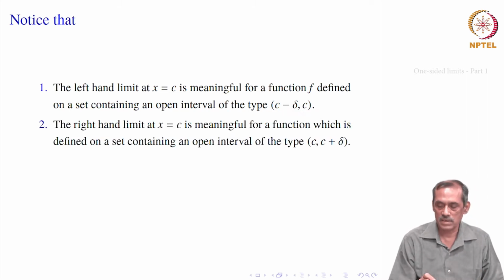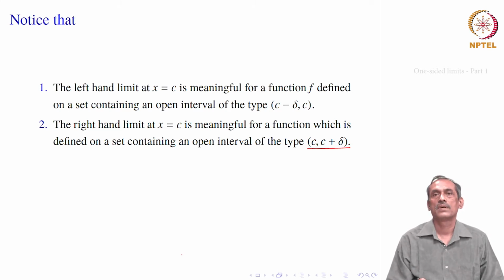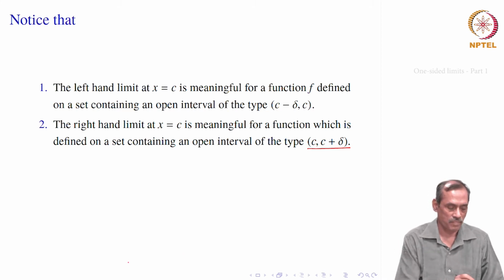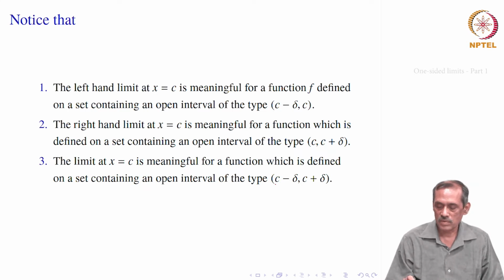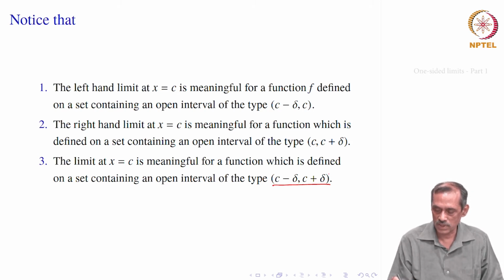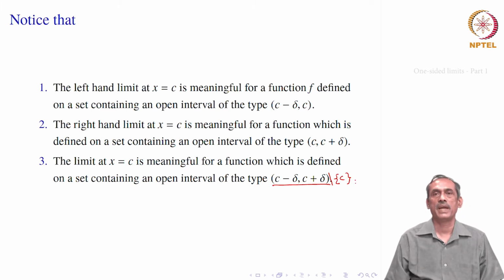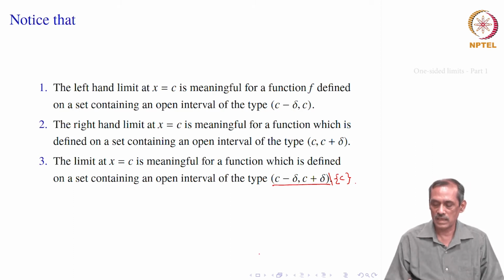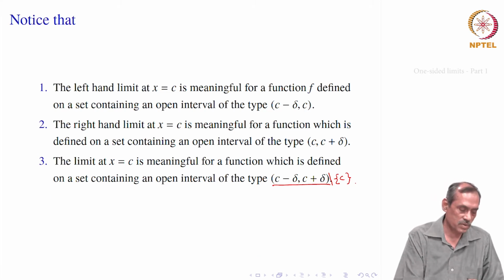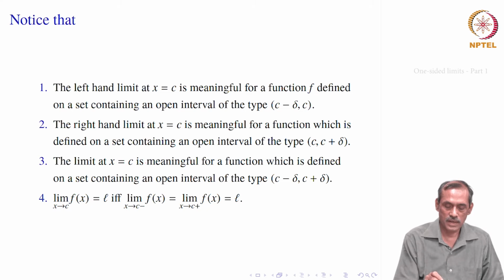Similarly, the right side limit will be meaningful when the function is defined on a neighborhood of the type c to c plus delta. On the right side, there is some neighborhood where it is defined. And for the limit, we know that it should be defined over c minus delta to c plus delta. Perhaps it is not defined at c, so you may think of this minus the point c. If a function is defined on this, that is a deleted neighborhood of c, then you can think of its limit. And now also you can see that the limit is defined.